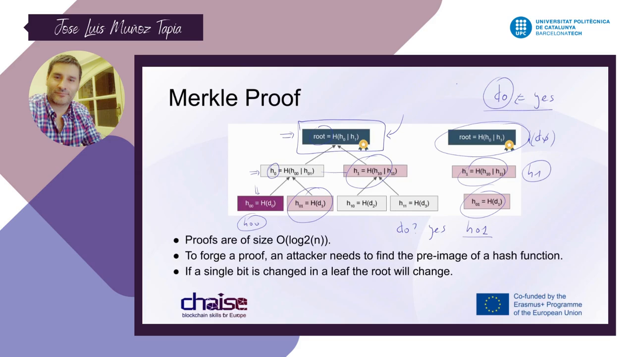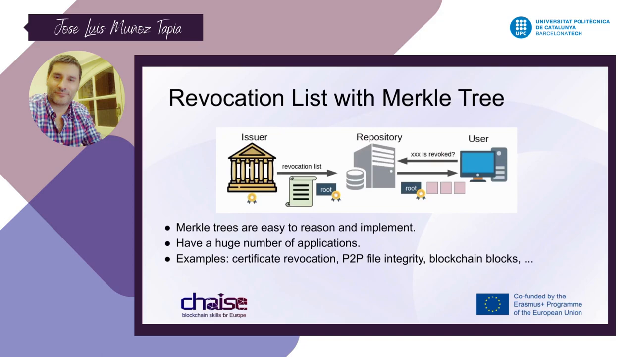Applying this to our scenario, the idea is that the issuer creates a list of revoked identifiers, and then from this list creates a Merkle tree, signs the root, and sends this information to the repository. Now users can ask for a certain identifier, is this identifier in the tree? And the repository can answer this question just by providing the siblings of the asked value, I mean, all the path. This is called the Merkle proof or Merkle path.